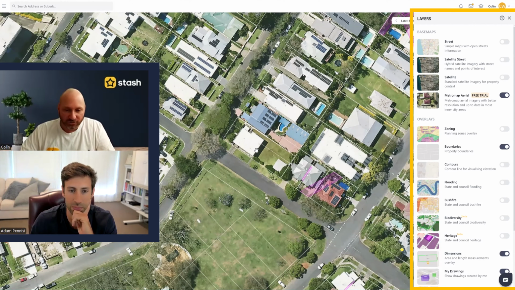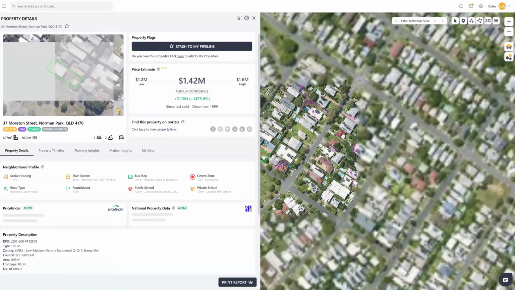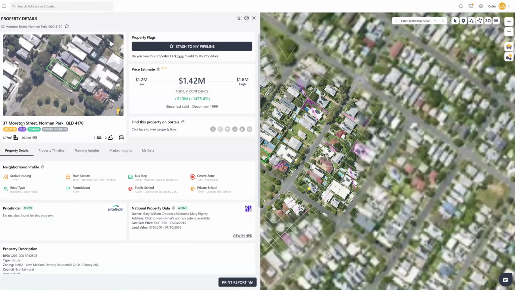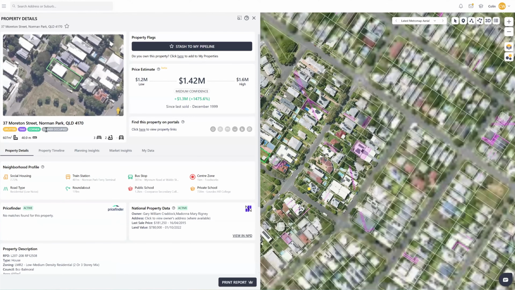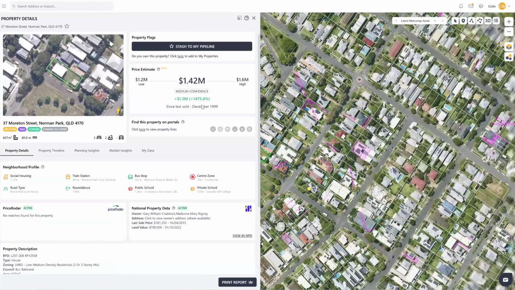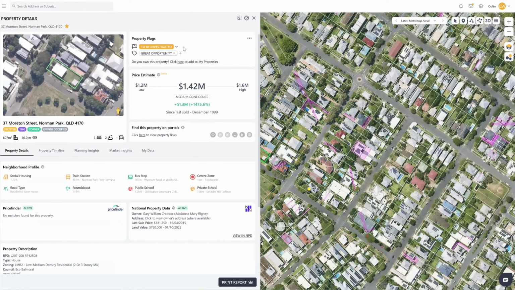And then you go in to do your due diligence on this property. If I click on it, there's a lot of other data points that we've then got on this property. So we know it's a splitter, 1960, it's a corner, we think it's owner occupied. That's our sort of estimate of what we think it is. I'm going to add that, stash it to my pipeline. We're going to investigate it. And this is kind of where you start your due diligence.